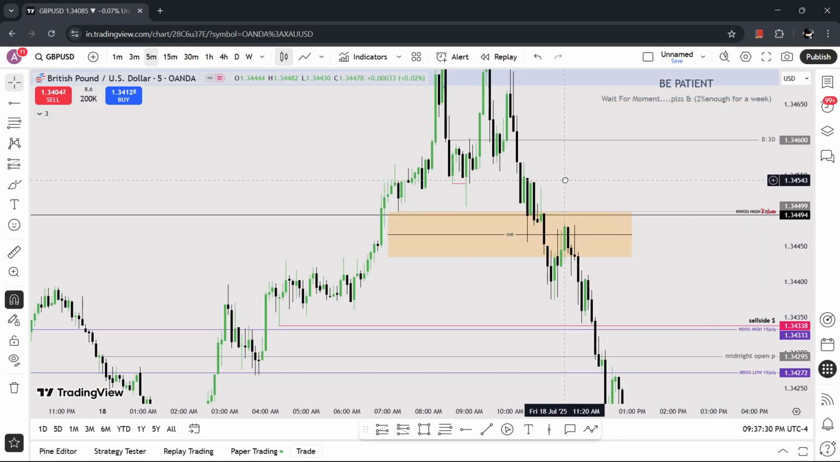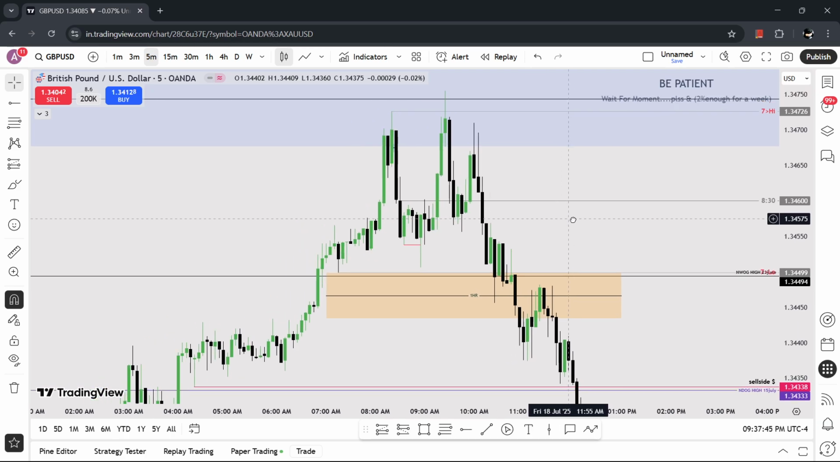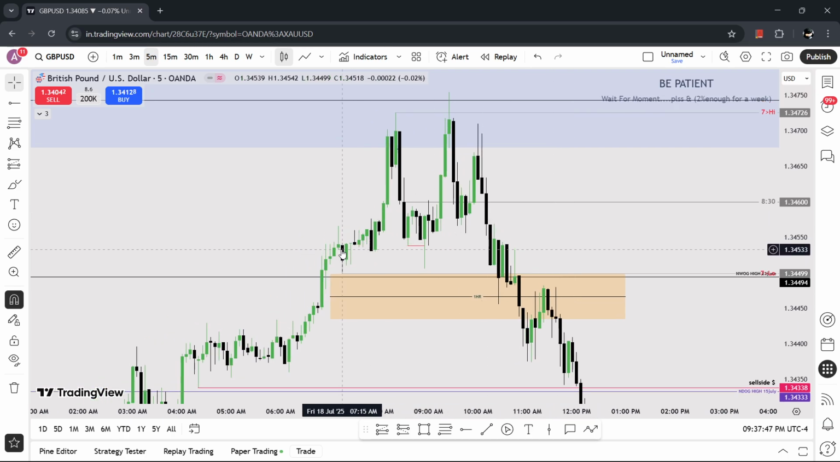What we had here, prior to 7 o'clock, is this equal lows down here, right? This is a huge pool of liquidity. Then 7 o'clock starts here. It went up a little higher, created a short term low, then again started going up, going to this daily fair value gap up there, and coming back.